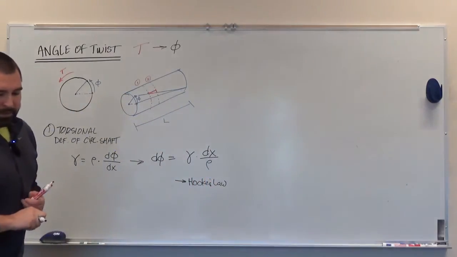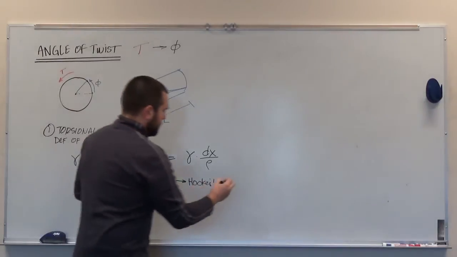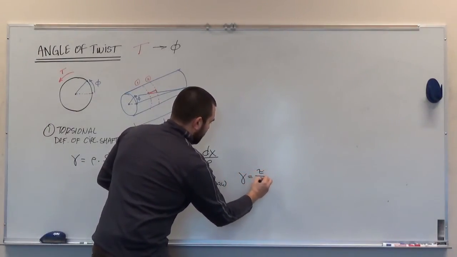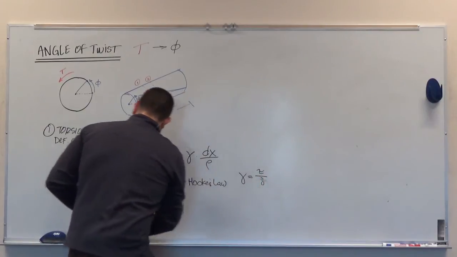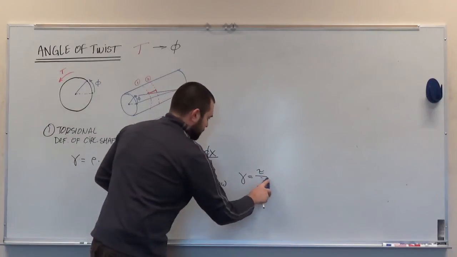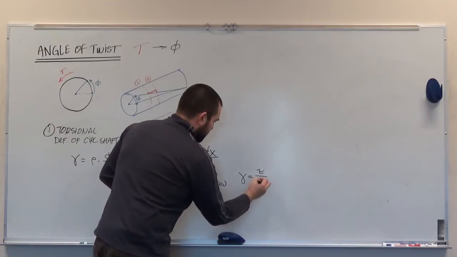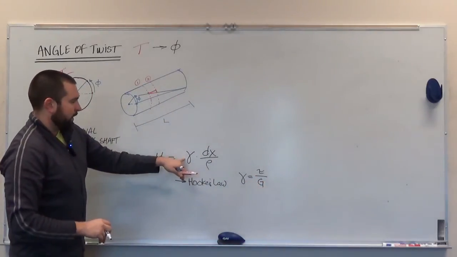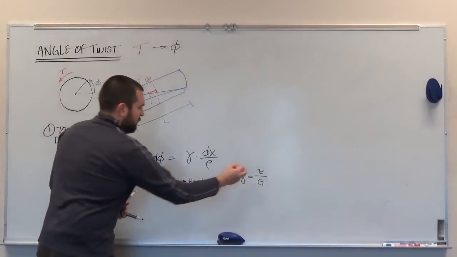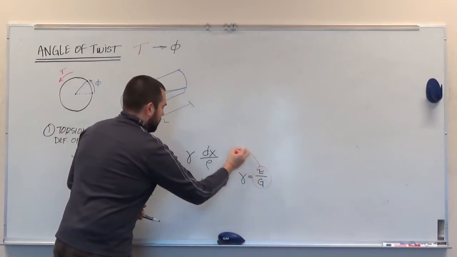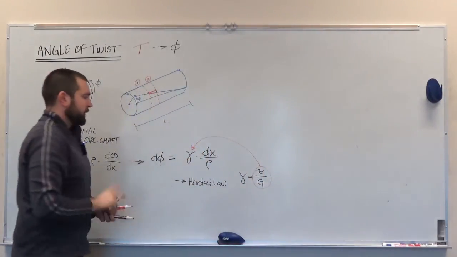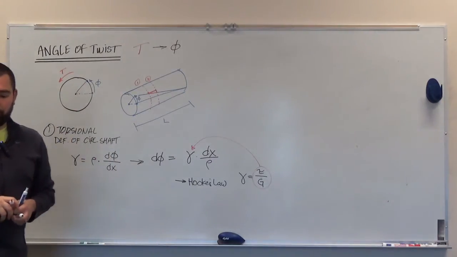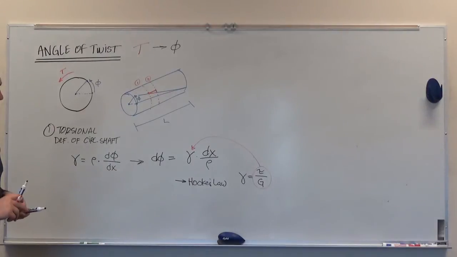And the way that we're going to replace that gamma is that Hooke's law says that gamma is equal to the shear stress divided by the modulus of rigidity G, or the shear modulus capital G. Okay, so that's going to allow us to plug in right here. Tau over G is going to go there. All right, but that's only one intermediate step. We need a couple more to get this into a form that we can integrate.